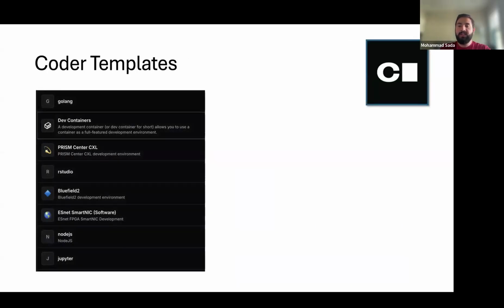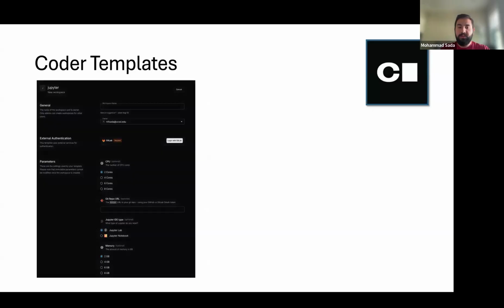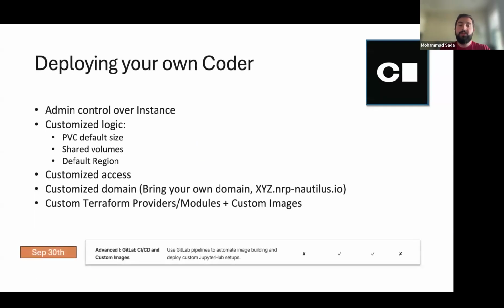And of course, Coder, for us, runs the exact same way as JupyterHub does. So it starts a pod for you. It starts a persistent volume claim of 5 gigabytes by default for you at your home directory, just like how Jupyter does, so we can have consistency. But when you deploy Coder in your own namespace, you can customize logic.